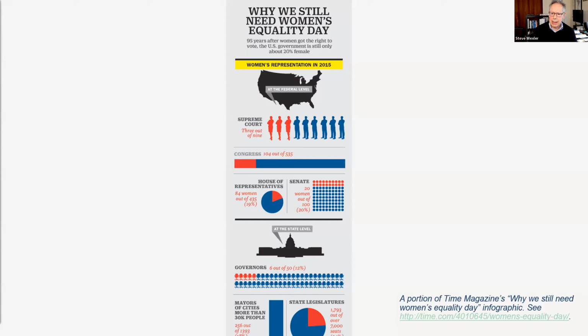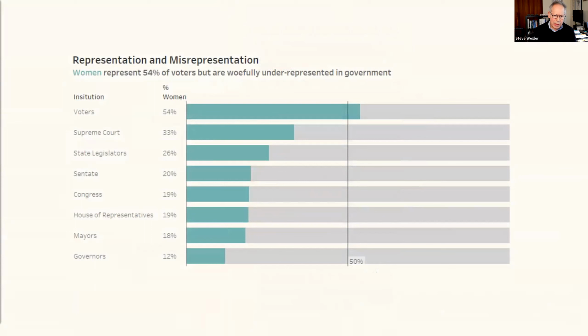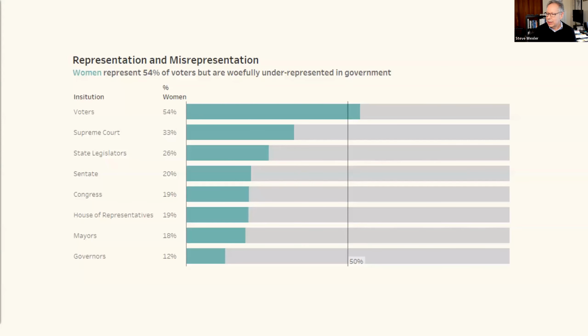And is this an effective way to get people to see where there's maybe more equality or where it's really far behind? So this is what Stephen Few suggested doing. I took a very similar path, representation and misrepresentation, showing that voters over here, more than half of the population of voters are women, but we can see where the Supreme Court has the largest representation and governors the lowest representation.